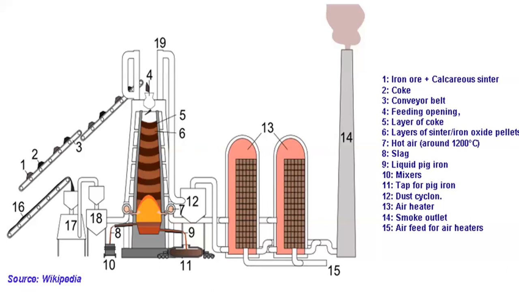In addition, a gas with low calorific value, like 3 megajoules per Newton meter cube, is produced at a rate of 1300 to 2200 Newton meter cube per ton of pig iron. So after cleaning, this gas can be used as a fuel anywhere in the process plant. The practical minimum energy used for a blast furnace is 10.4 gigajoules per ton of liquid metal.